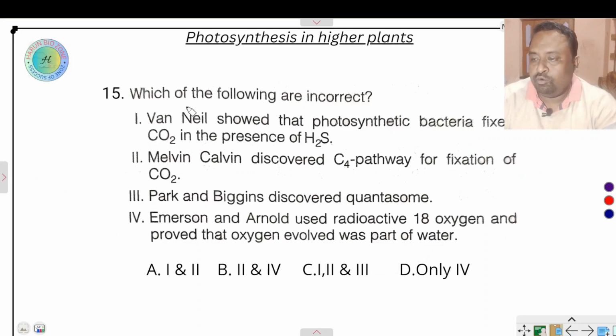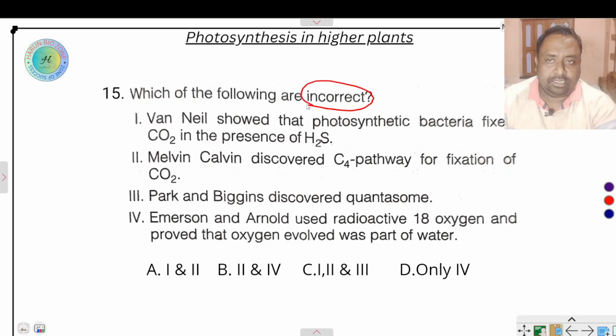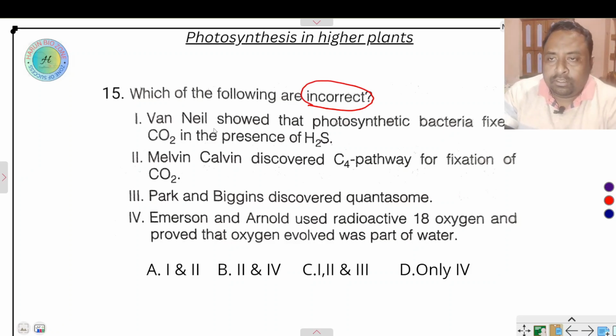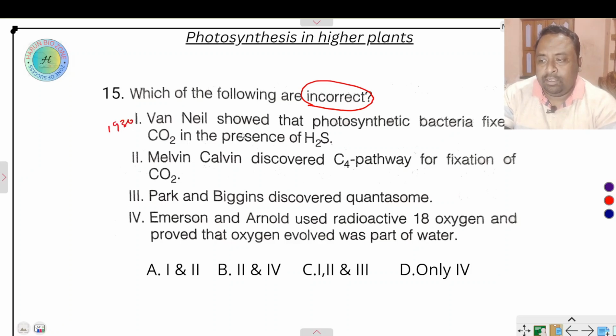Next question: which of the following are incorrect? Van Niel showed that photosynthetic bacteria fixed CO2 in the presence of H2S. In 1903, Van Niel proved that substrates like H2S, in place of H2O in sulfur bacteria, are used as the source of electrons.